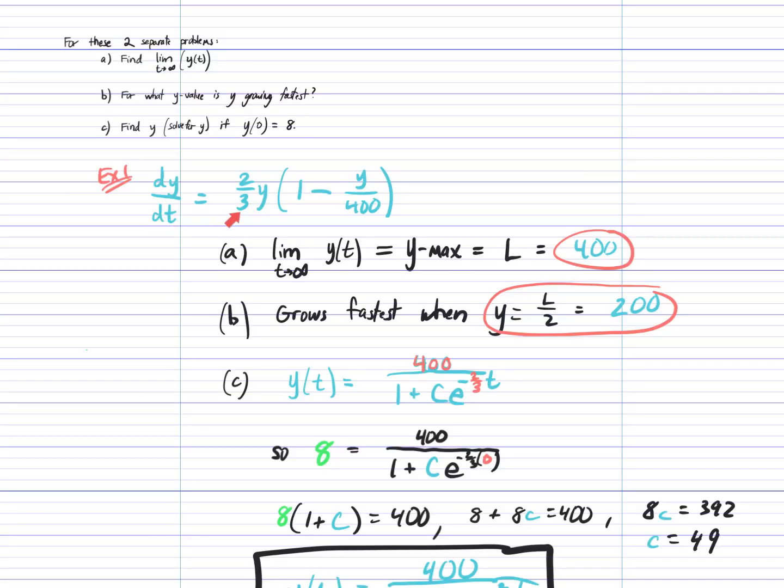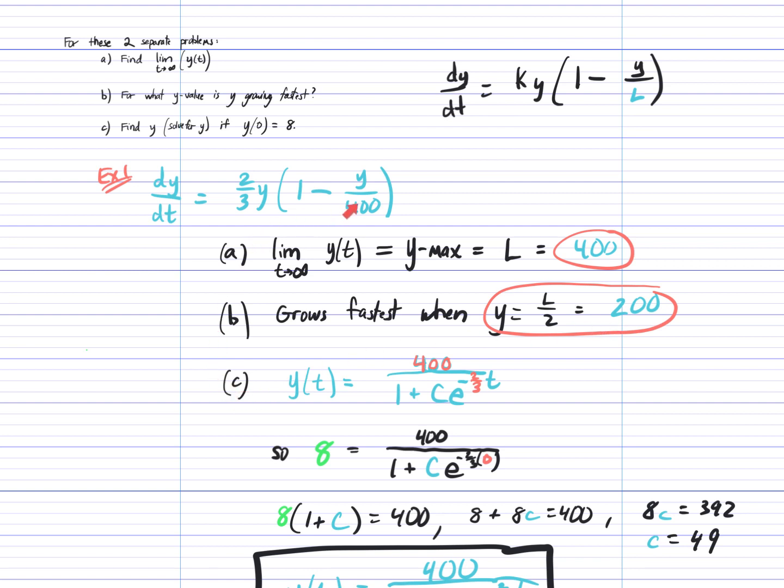All right, when you see this, the y outside the parentheses and then something minus y, it's logistic. As t approaches infinity, our population is approaching its maximum, which is the L value. That's just 400. Since we'll have this memorized, we'll recognize that it matches this form, and 400 is the maximum value. When will it be growing the fastest? When we hit half of the maximum value.